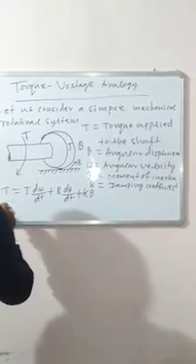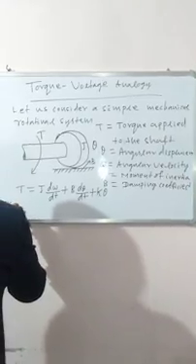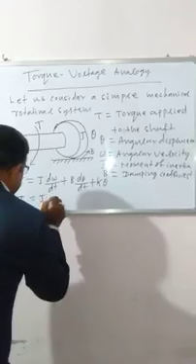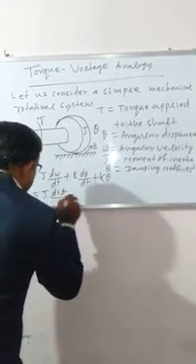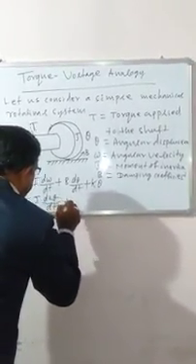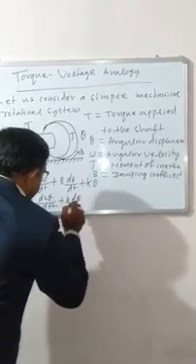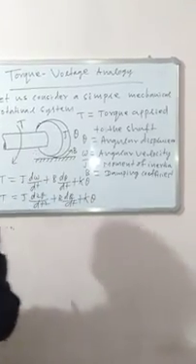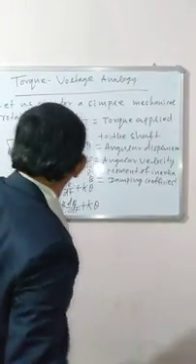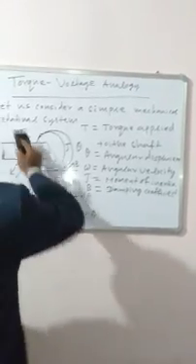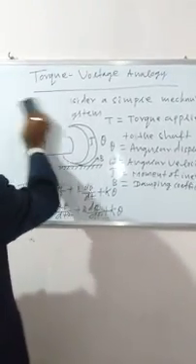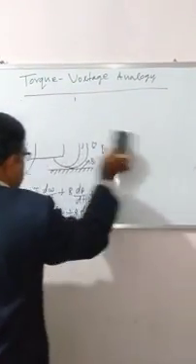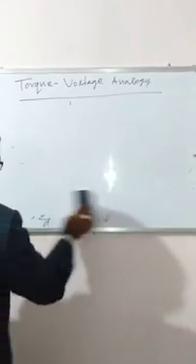Now we can write this equation in another form: T is equal to J d square theta by dt square plus B d theta by dt plus k theta. So this is the mathematical equation for the mechanical rotational system. So now let us discuss our electrical system.